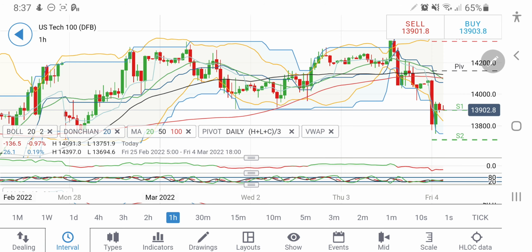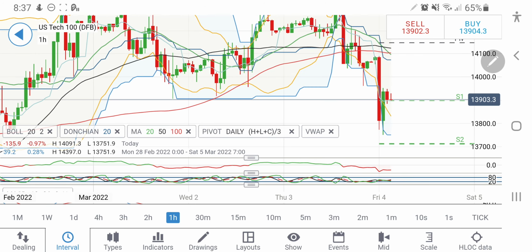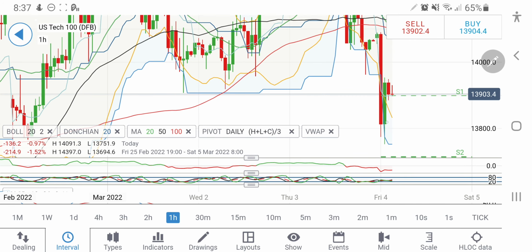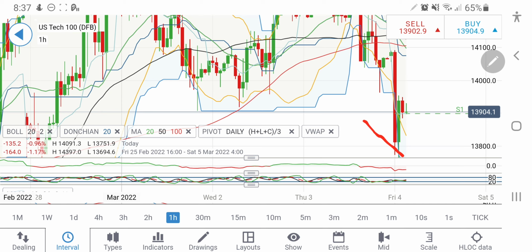And on the hourly charts also the story is similar. On the hourly charts, a couple more observations. We have seen lower lows on the previous candles and lower highs on the previous candle, and hence if it breaks 13,950, one can expect it to rise towards 14,050 levels again.